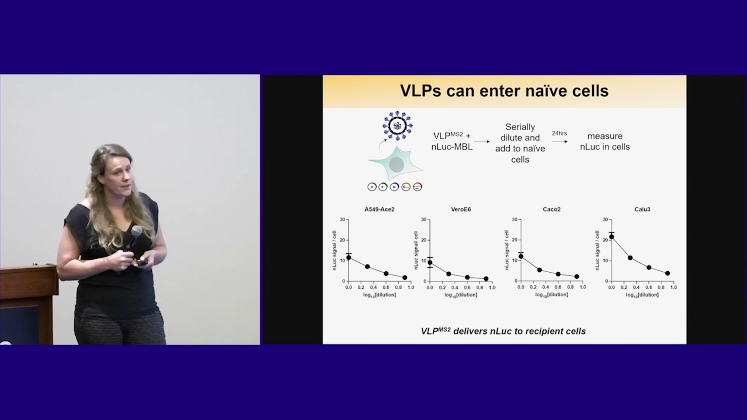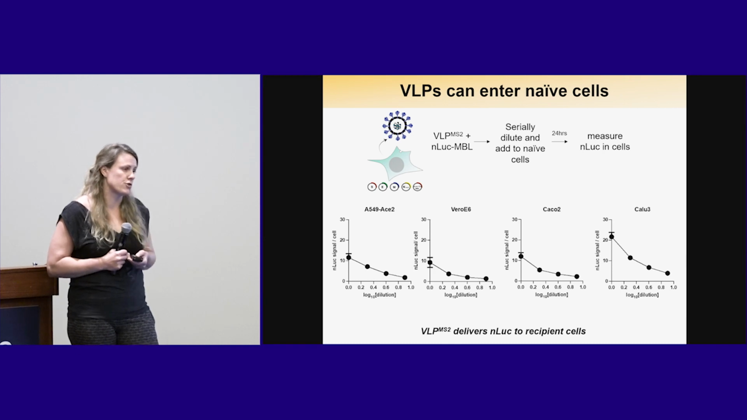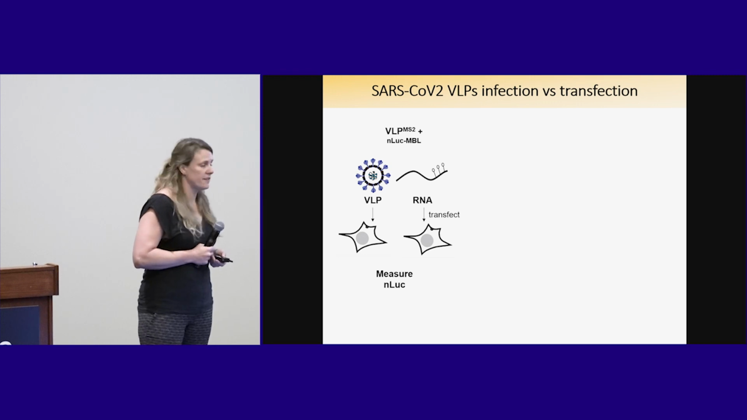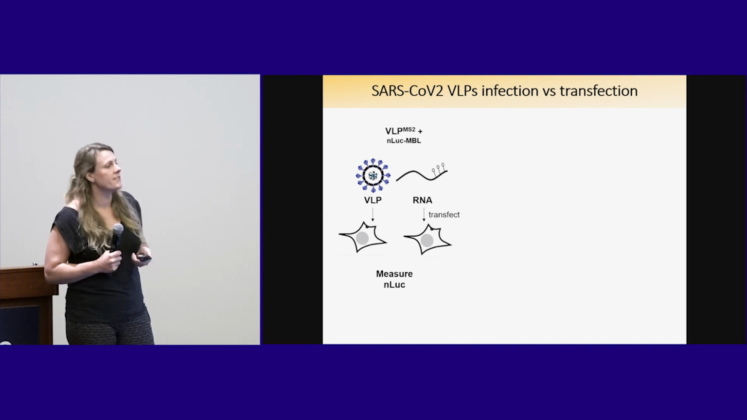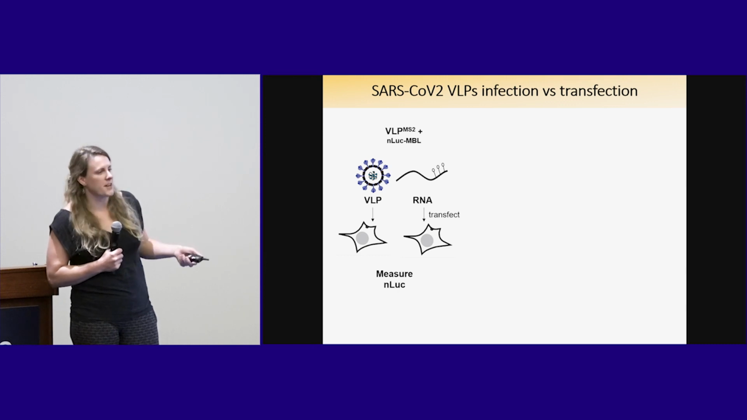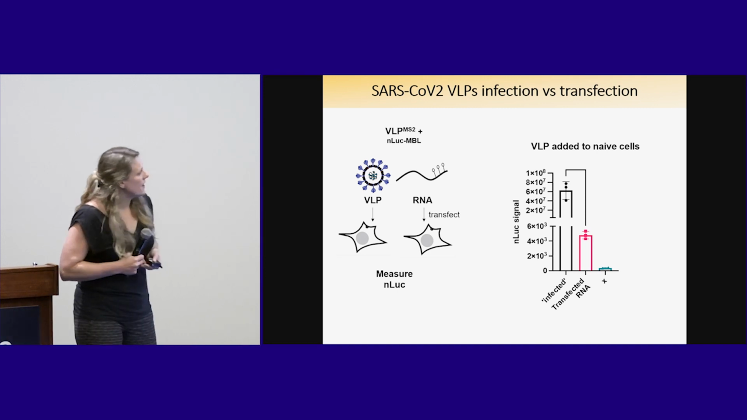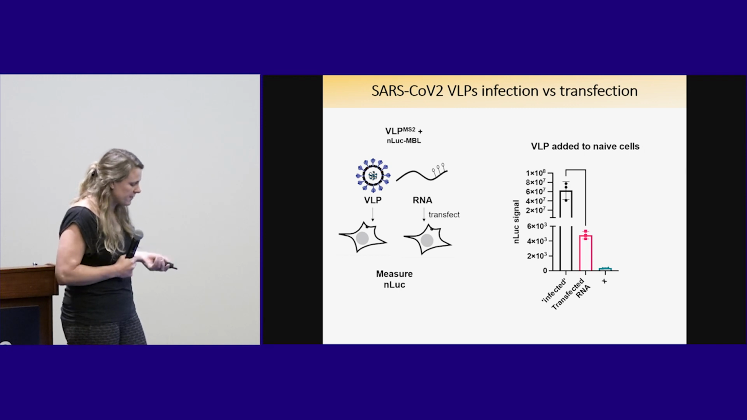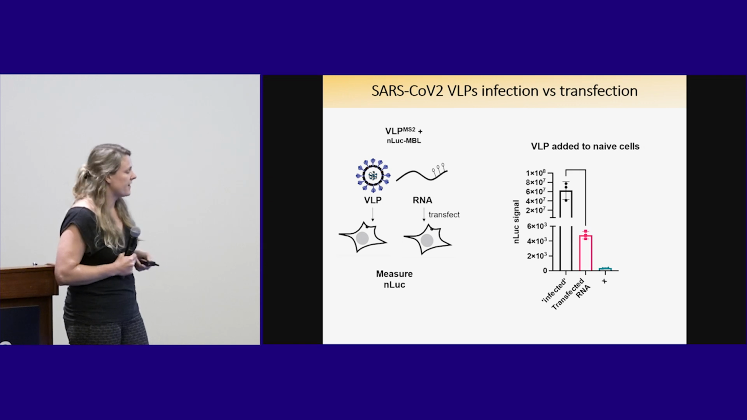So we wanted to further characterize these VLPs and this pseudo-infectivity that we observed here, and to measure the efficiency of it. So to do this, we again added our reporter VLPs to naive cells, and then in conjunction, we purified the RNA from the VLPs, and using traditional transfection methods, we transiently transfected the RNA into naive cells. And in both cases, we observe nanoluciferase signal in the naive cells. So this demonstrates then that the transfected RNA is competent in the naive cells.